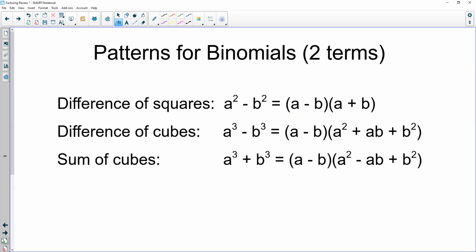Moving on. When we are dealing with binomials, or polynomials that have 2 terms, there are very distinct patterns that you should know and have memorized. We have the difference of 2 squares and then the difference and the sum of cubes. These are very defined patterns that you'll want to know so that the moment you see one of these binomials, you'll know how to factor it very quickly.